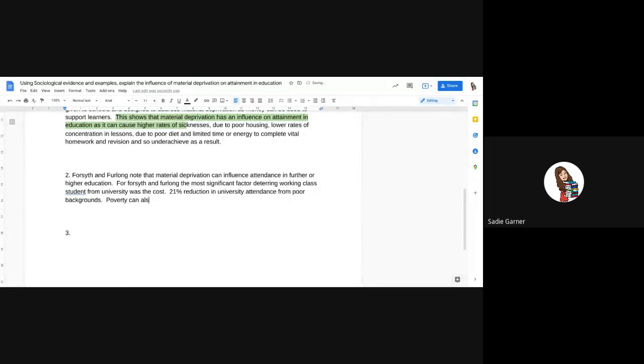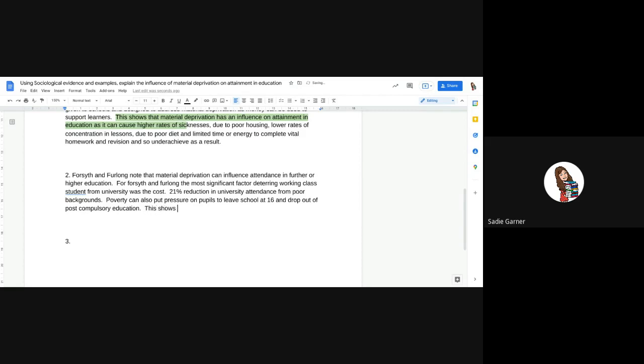Poverty can also put pressure on pupils to leave school at 16 and drop out of post-compulsory education. So, end of that paragraph.